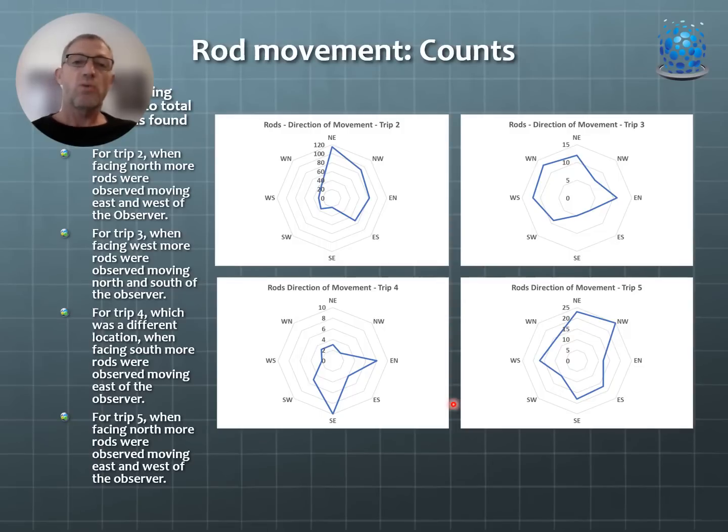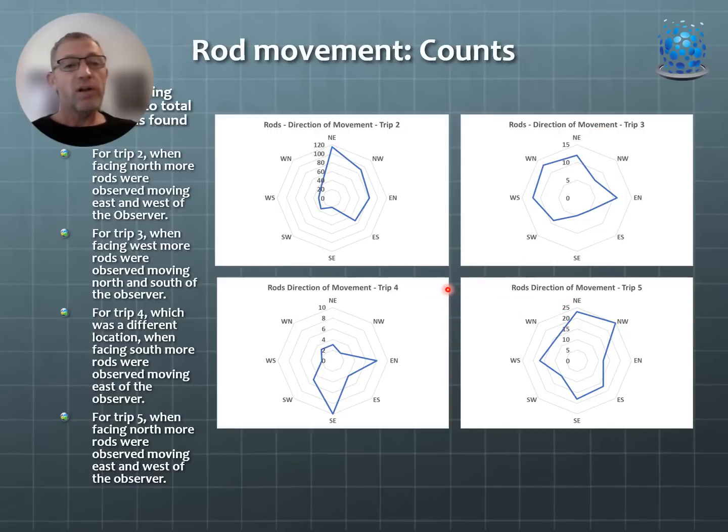What we did is look at rods in particular, because they have extreme velocity with no acceleration, and that was interesting. So you can see here, for example, for trip 2, when facing north, more rods were observed moving east and west of the observer. And then if you go to trip 3, for example, when facing west, there were more rods observed moving south of the observer. So that's over here, and that's how this works when you look at it by cardinal direction of movement across trip 2, 3, 4 and 5.